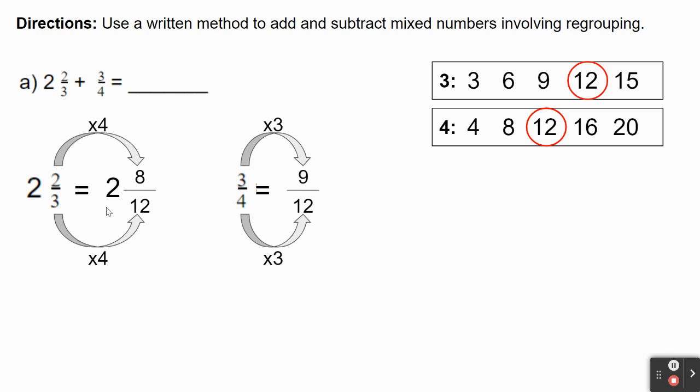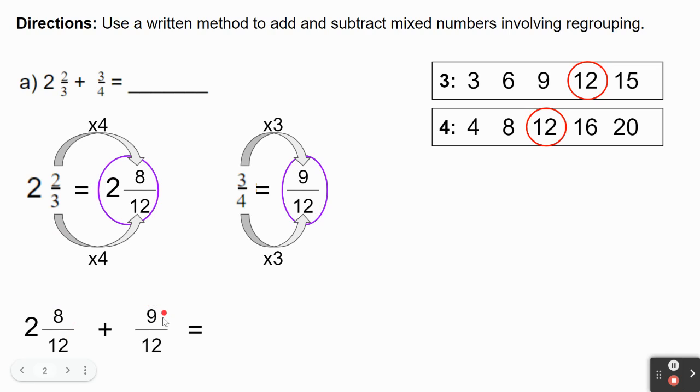Now that both of these denominators are 12, we can go ahead and add these fractions together. 2 and 8/12 plus 9/12 equals, we're going to start with the fractions, 8/12 plus 9/12 equals 17/12. Notice the denominator stays the same because there's still the same number of pieces in each whole. Now we can add the wholes. 2 wholes plus no wholes is equal to 2 wholes. So we have 2 and 17/12.